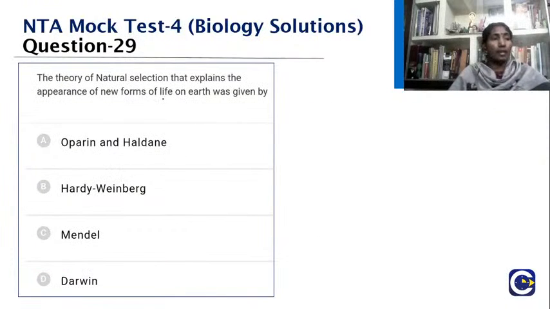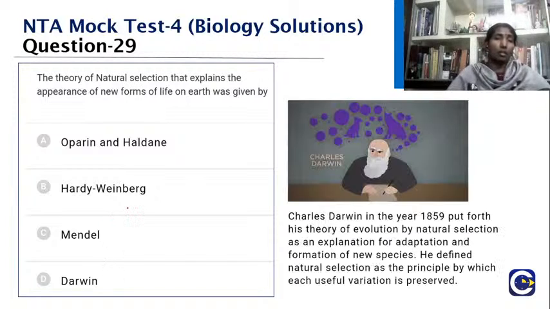The theory of natural selection that explains the appearance of new forms of life on earth was given by: Oparin and Haldane, whose experiment was different; Hardy-Weinberg equilibrium is different; Mendel is different. So here it's Darwin.